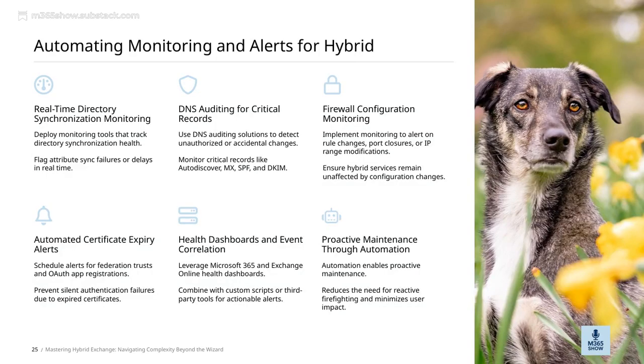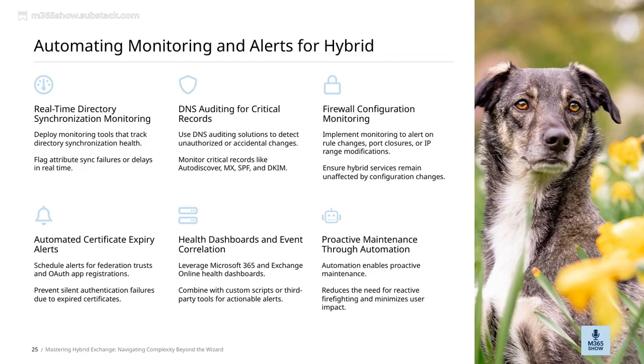Automating monitoring and alerts plays a crucial role in managing a hybrid environment effectively. By implementing automation, we can shift from reactive firefighting to proactive maintenance, which not only saves time, but also minimizes user impact. It's about staying ahead of issues rather than just fixing them after they happen. For example, leveraging Microsoft 365 and Exchange Online health dashboards gives us real-time insights into the system's health. When combined with custom scripts or third-party tools, these dashboards can generate actionable alerts, so we're immediately aware of potential problems before they escalate.